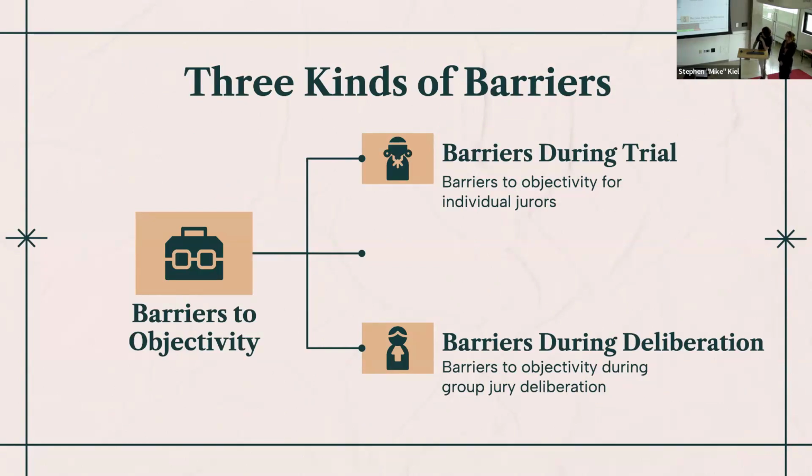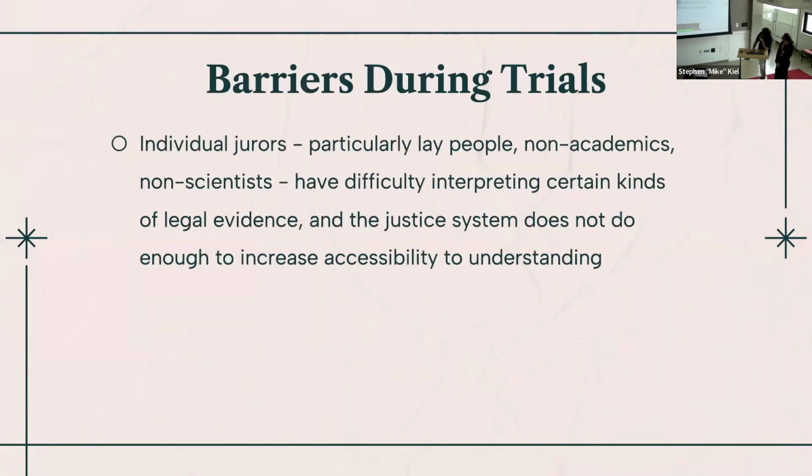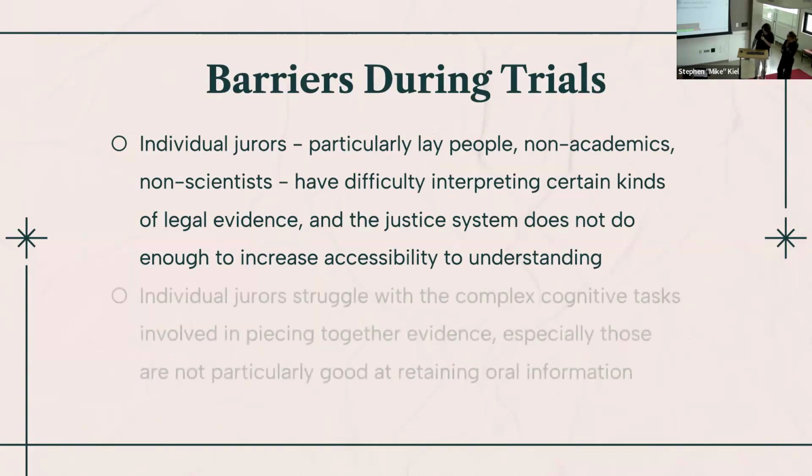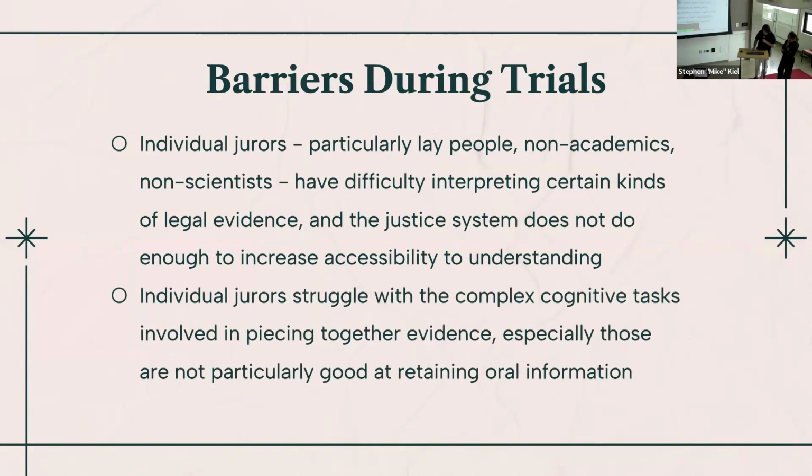And so we have listed here a couple of barriers to objectivity during trials that we thought were the most important. These are split into two parts: barriers during trial and barriers during deliberation. During trials, we tend to think that individual jurors, particularly lay people, non-academics, non-scientists, have difficulty interpreting different kinds of evidence. There's a lot of psychological research into this. And the justice system doesn't do enough to increase accessibility to understanding. Also, jurors tend to struggle individually with the complex cognitive tasks involved in piecing together evidence.